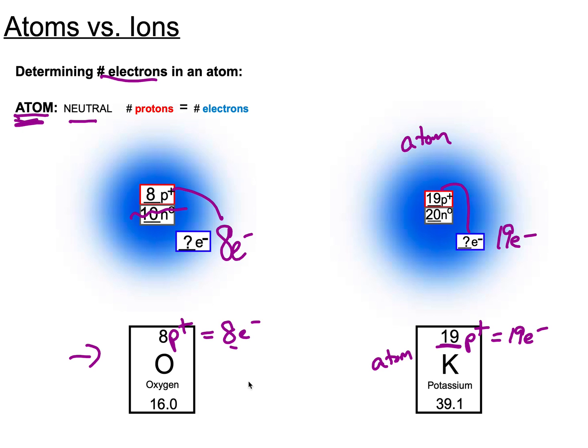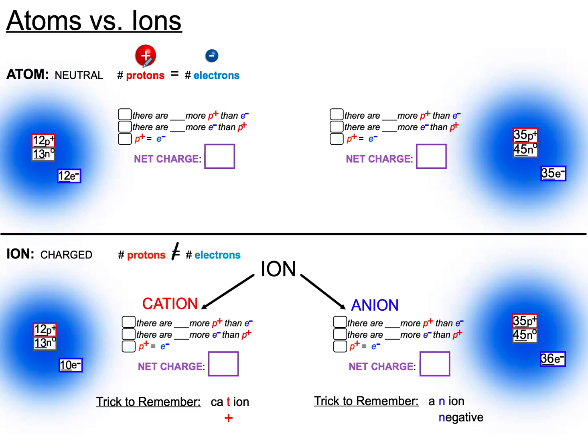The game changes when we call it an ion. Ion is different. Atoms are equal, ions are not. Atoms are neutral, ions are not. All right, let's compare atoms versus ions. Now, we already looked at these examples up here. Atoms are neutral. So if I have 12 protons and I have 12 electrons, then I know they're equal. Net charge of 0. This is magnesium, 0, and I can call it an atom.